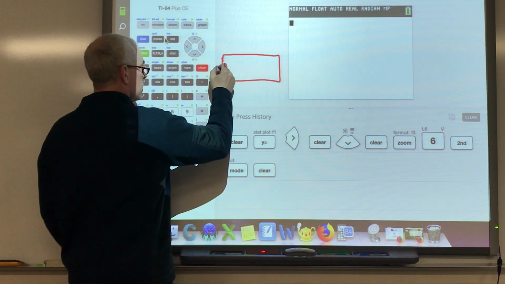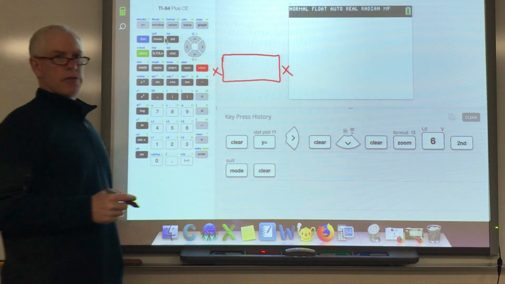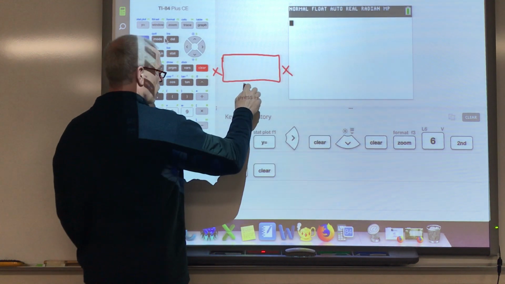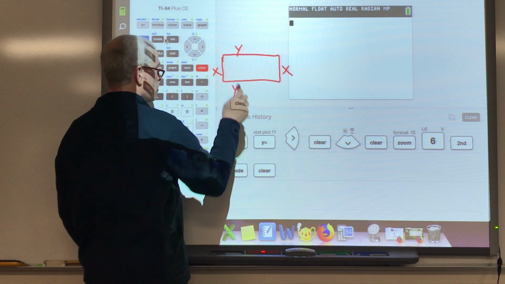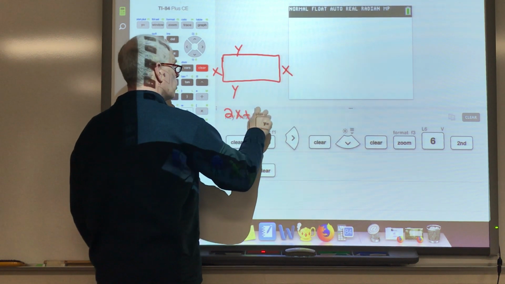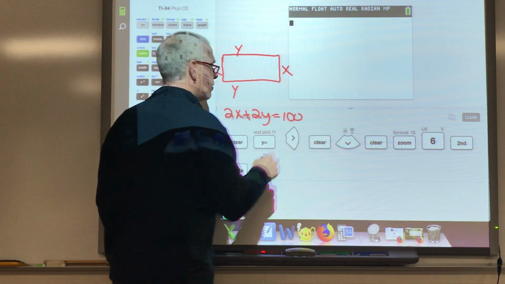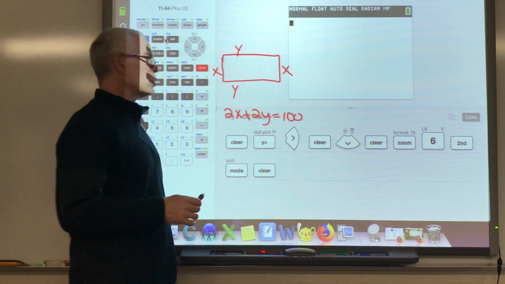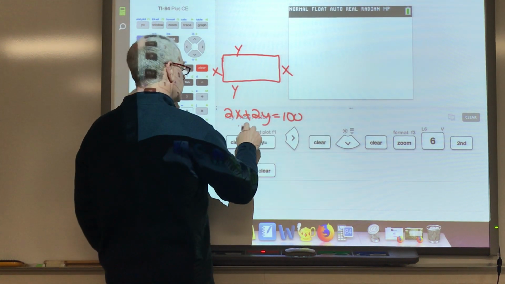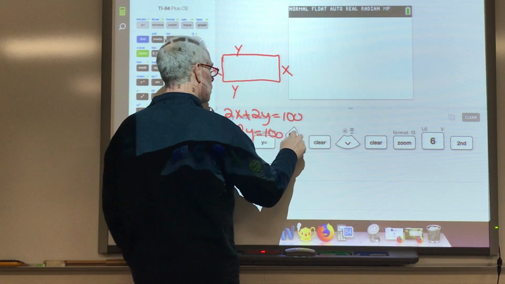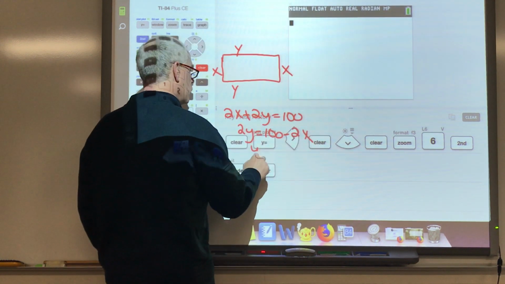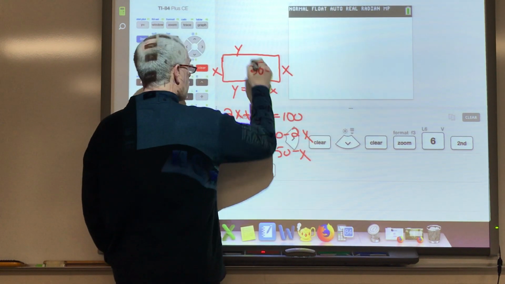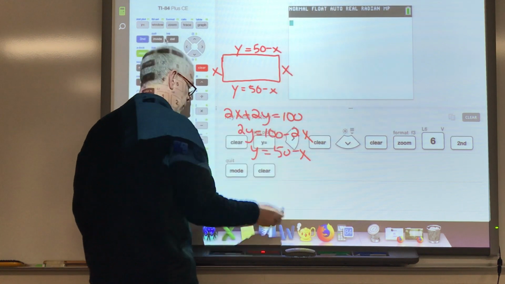So let's say that our width is x, and I'd really like to define the length in terms of x, okay? So if we were to call this y for right now, I know that 2x plus 2y is supposed to be 100 feet of fencing, okay? Let's just solve for y. So we're going to get 2y equals 100 minus 2x. Divide by 2, and we get 50 minus x. So we can let this length be 50 minus x.